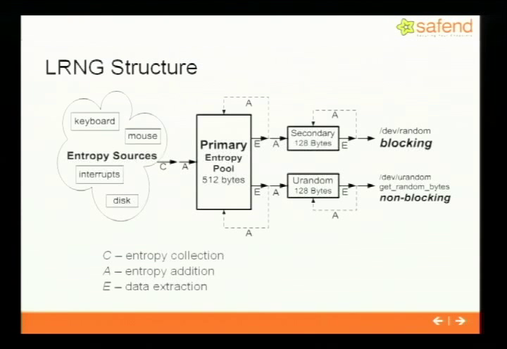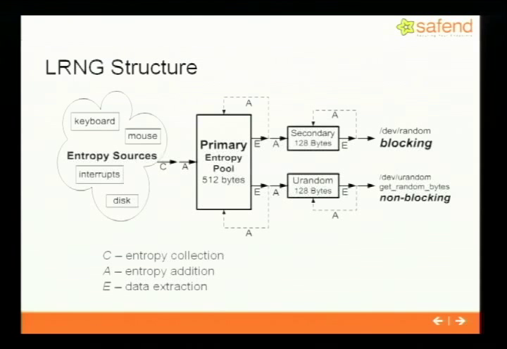Then there are 2 additional pools. One is called the secondary, and the other one is called the urandom. One of them is used for the secured interface, and another for the less secure one. And as you can see, I guess that some of you can feel it. It's a bad coupling right now. The entropy comes from a single source, from a single big pool, which used to feed the other 2. It's in a bad way.